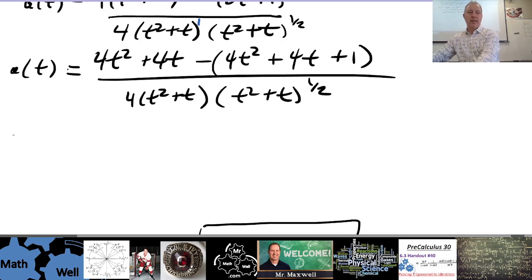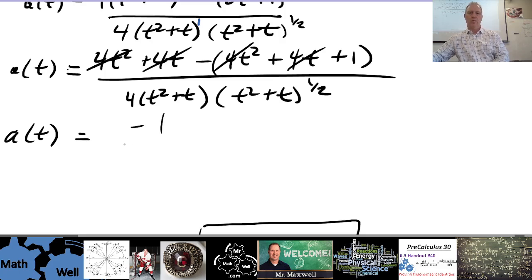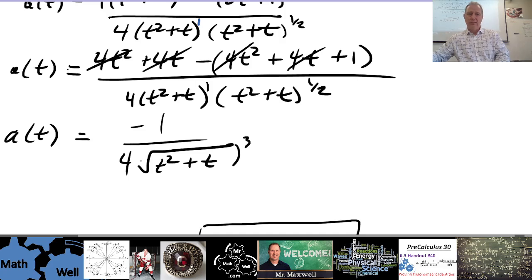So can I combine some like terms up top there? Yeah, it looks like these t squareds are gone. It looks like these 4t's are gone. So what do I have? I have a -1. So I have a -1 over 4. And again, 1 plus 1/2 is this to the power of 3 over 2, or root t squared plus t all cubed.